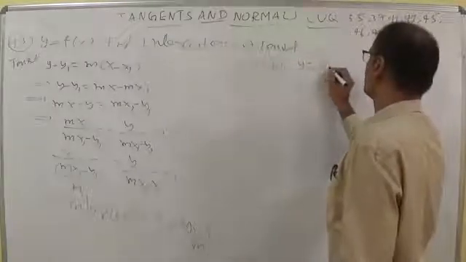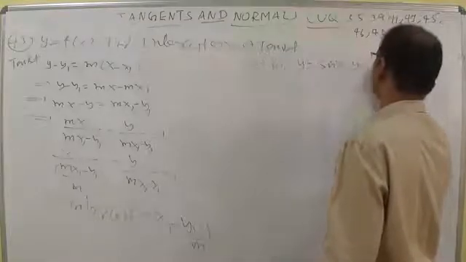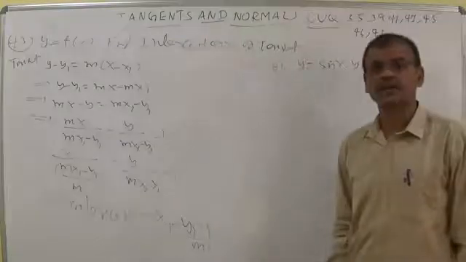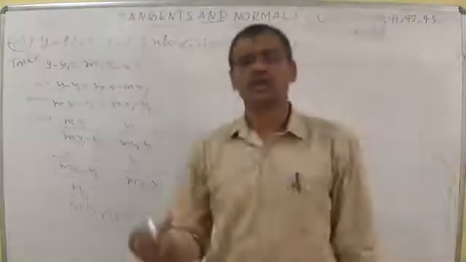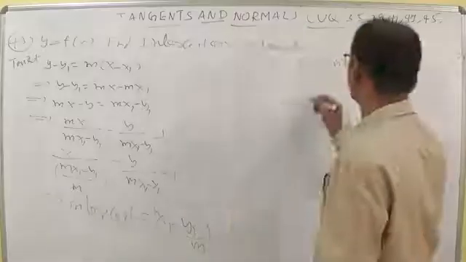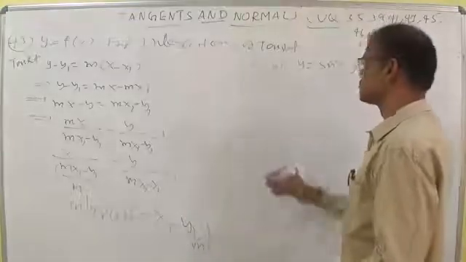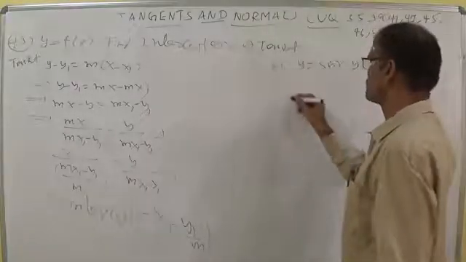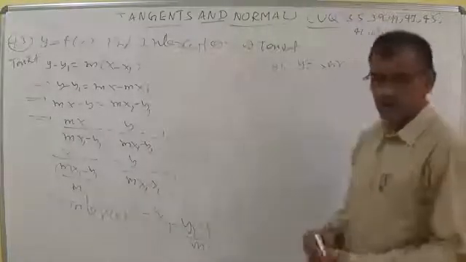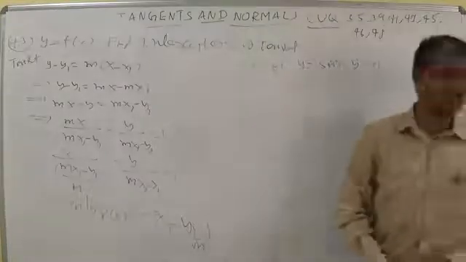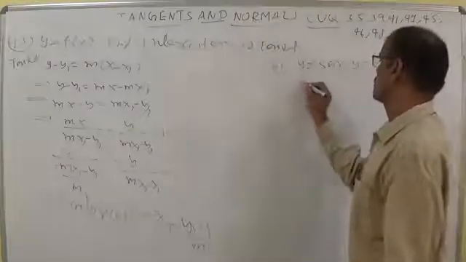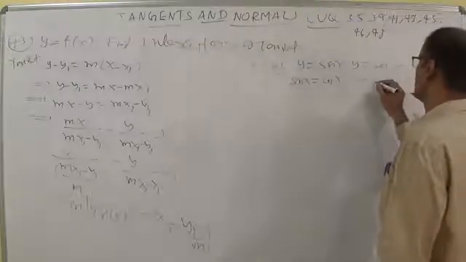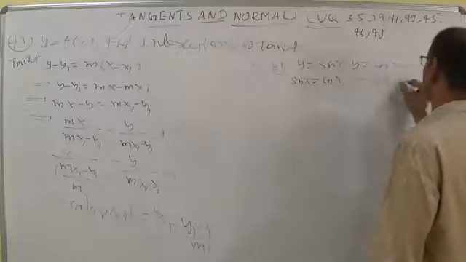y = sin x, y = cos x are given. To find the angle between the two curves, first of all you should calculate the point of intersection. Since both are y, you can equate them: sin x = cos x. That implies x = pi by 4.